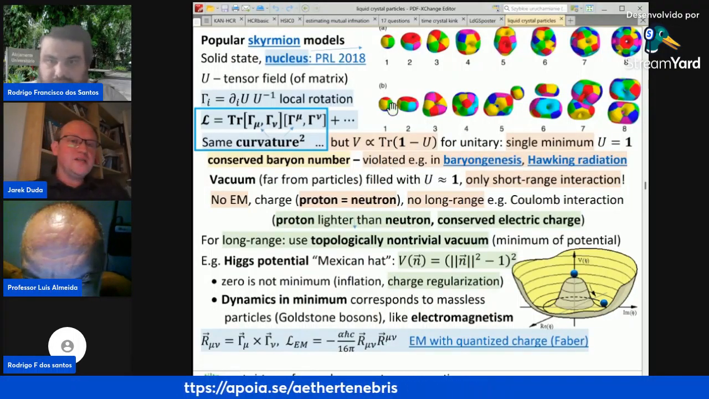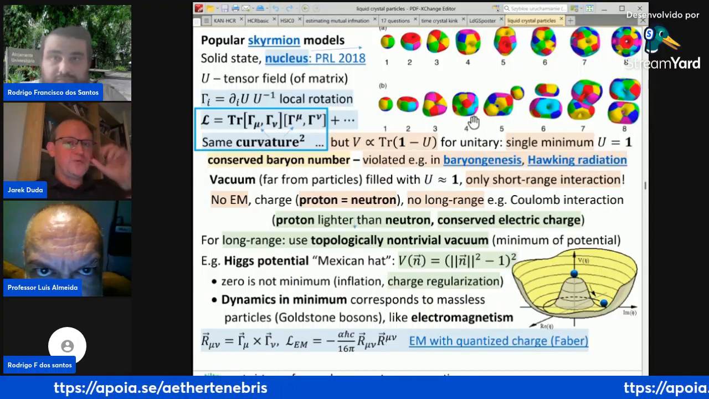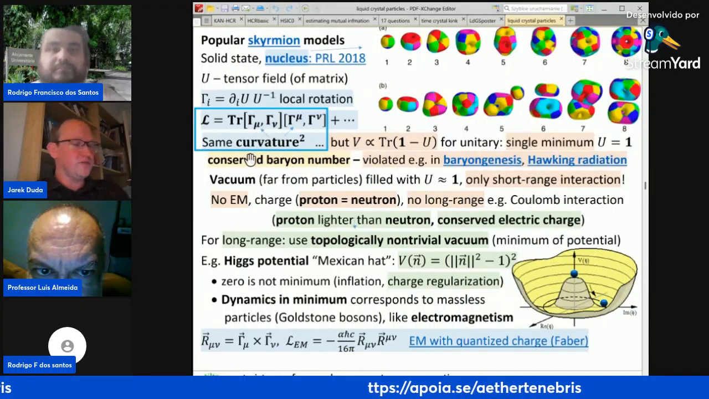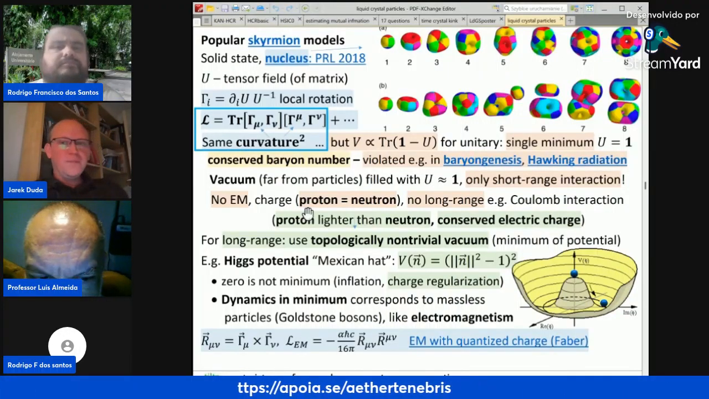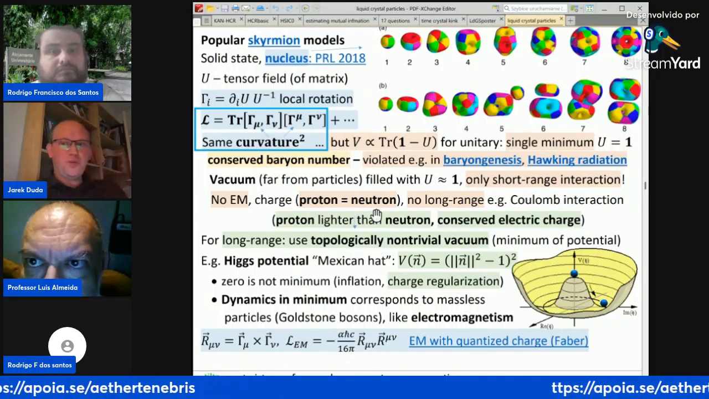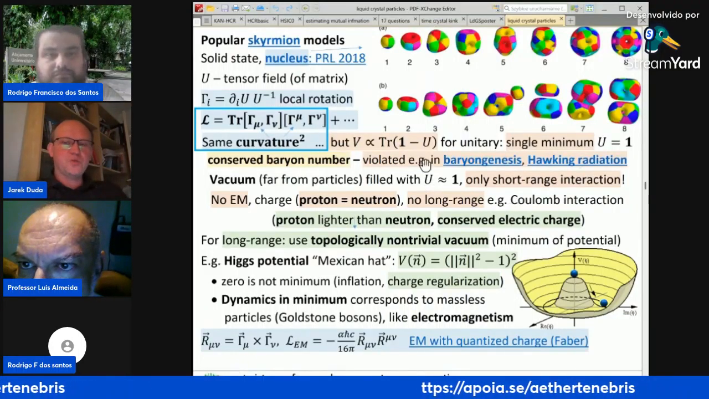Okay, so there are these popular Skyrmion models. They are quite similar, but with different interpretations. They interpret the topological charge as baryon number instead of electric charge, and they have only short range interaction. They don't have electromagnetism. And there are many problems with this approach.